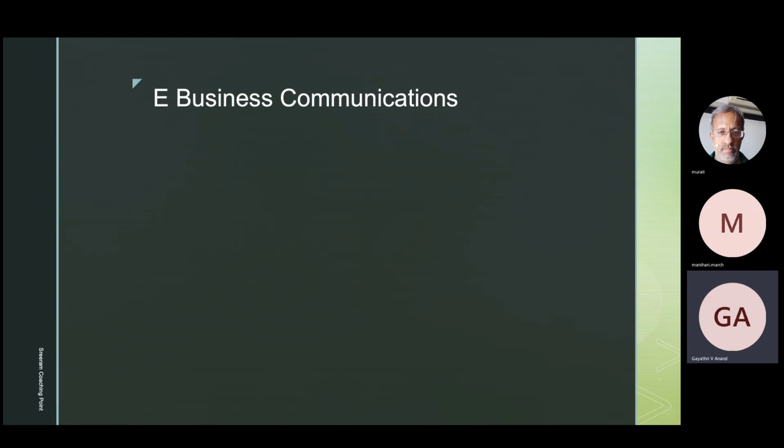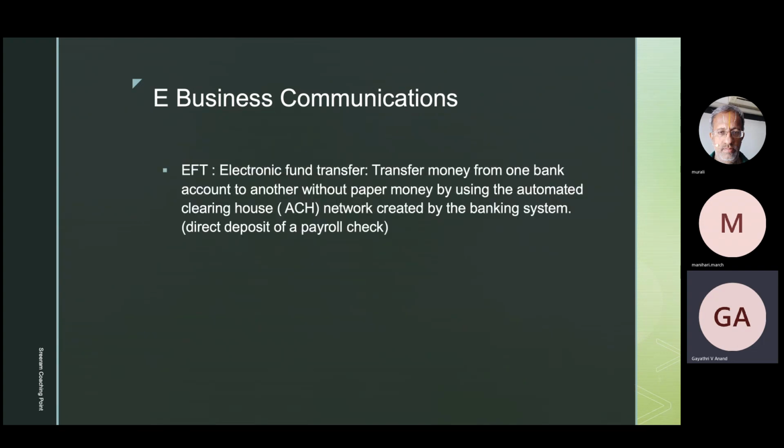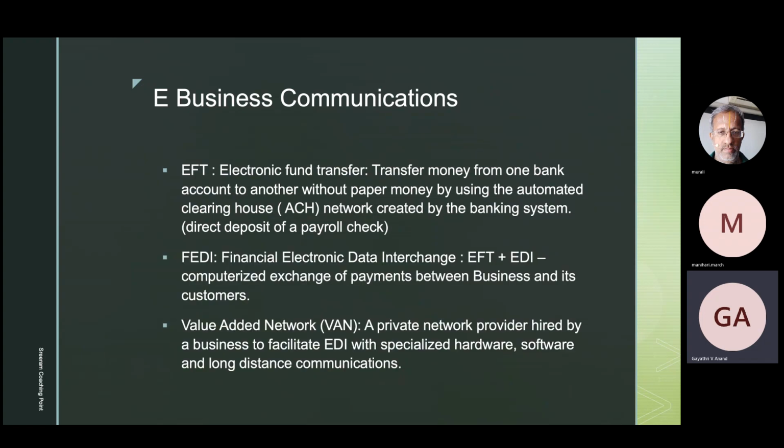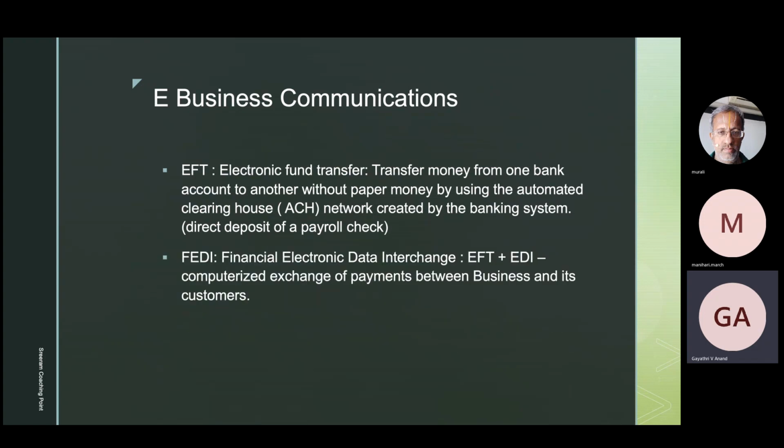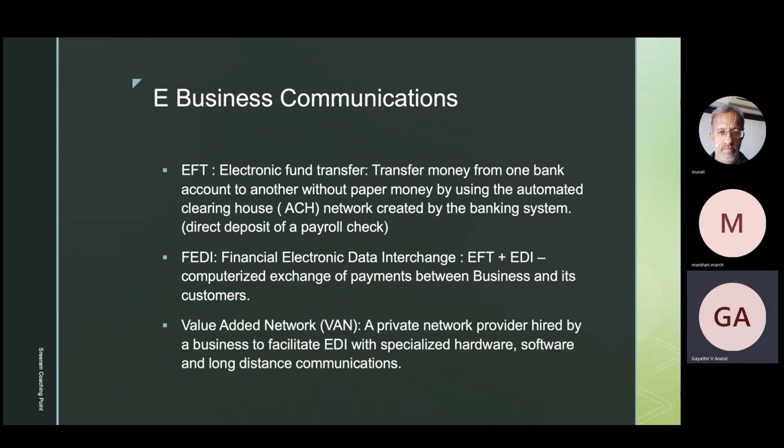Okay. Then we talk about e-business communications, which is first electronic fund transfer, obviously, which we use to transfer money from one account to another. There is no paper money involved, and it is through a centralized clearing house. And the second one is FDEI, which is Financial Electronic Data Interchange, which is EFT plus EDI. So it is computerized exchange of payments between a business and its customers. Then value added network, again, you could have one or two questions based on this.